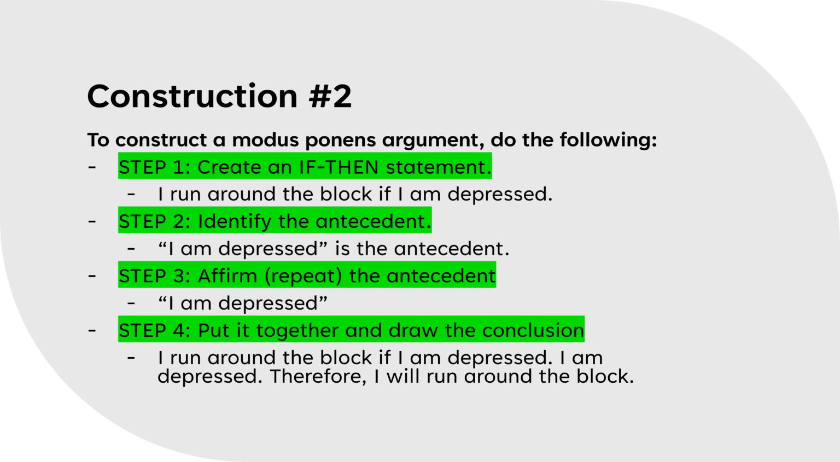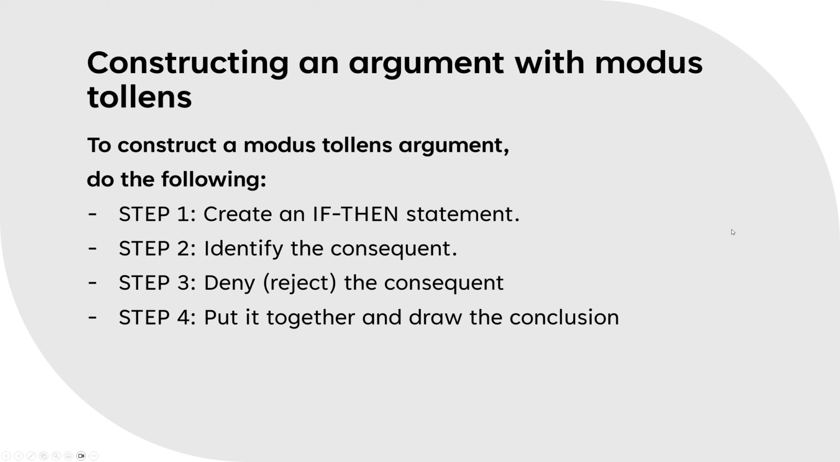Great. Step three, affirm or repeat that antecedent. I'm depressed. Now let's just put it all together and draw the conclusion. I run around the block if I'm depressed. I am depressed, therefore I will run around the block. So we've created a second modus ponens style argument. Let's keep going. Now we're going to construct an argument with modus tollens.